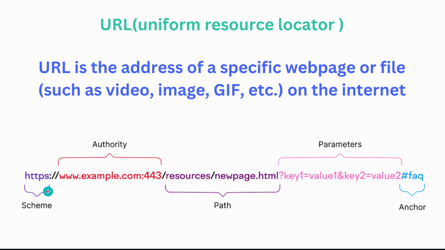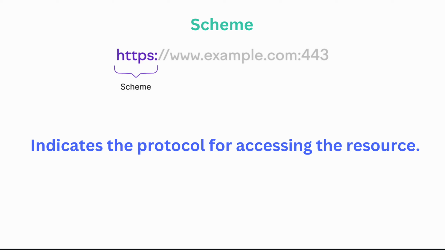This is known as a scheme, this is known as the authority, this is known as the path, this is known as the parameter, this is known as the anchor. So let us see in some detail. Here, this is the scheme. Scheme can be HTTP, HTTPS, FTP, right? So this is known as the scheme, the protocol for accessing a resource.